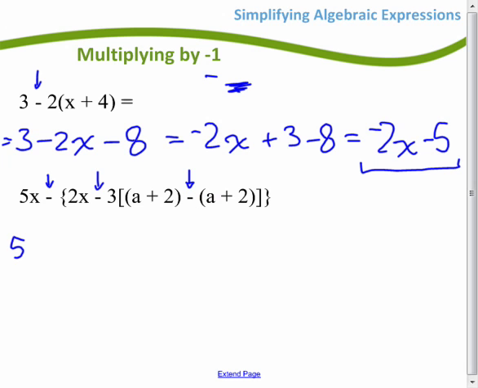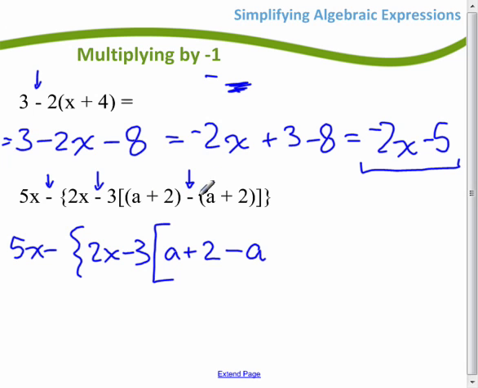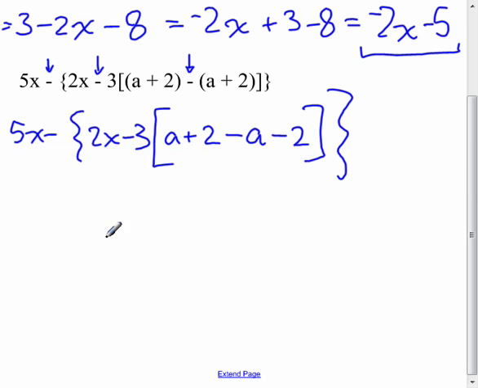So I'm going to try and deal with this negative sign there. Let's write everything else out. 5x minus [2x minus 3 square bracket. We'll leave the a plus 2 alone. I can drop the brackets because I can't do any operations in between there anyway. This minus, though, will change this a to a minus a, and this minus will change this plus 2 to a minus 2.